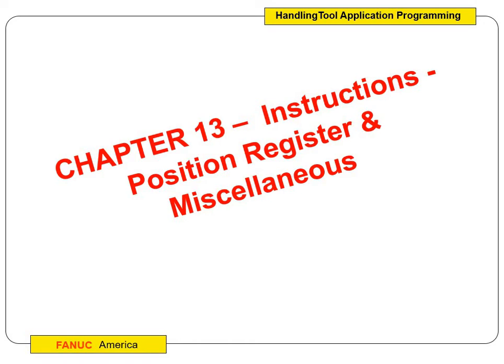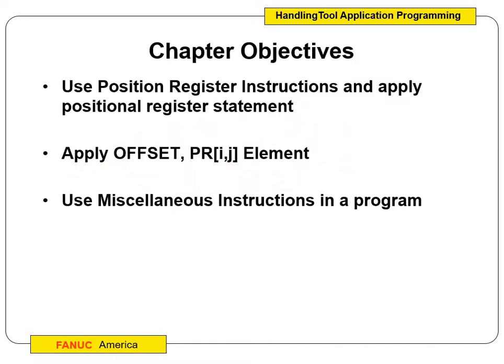Welcome back, MECH 1350. We are looking at Chapter 13 now in our FANUC manual, getting closer and closer to the end here. We want to look at basic instructions. We've been working with that in the last chapter. We're going to talk about position registers and miscellaneous different things that we can do, offsets. So let's go ahead and dive right in.